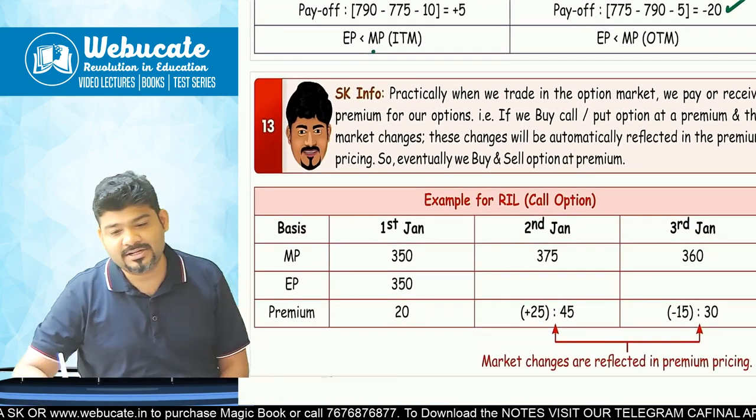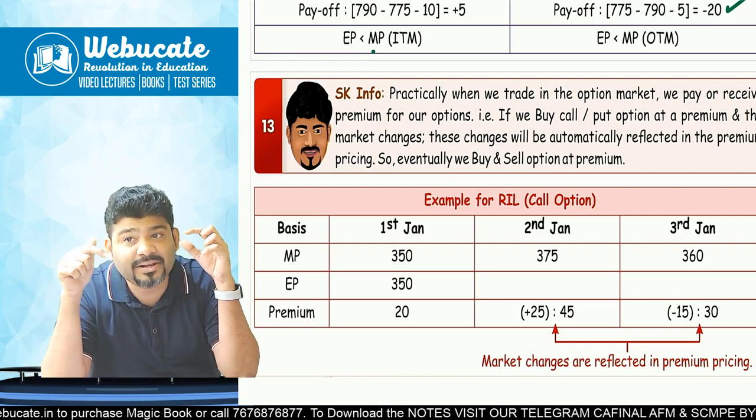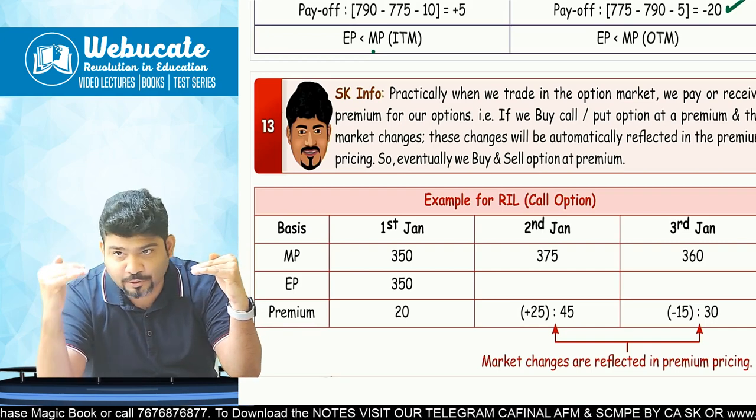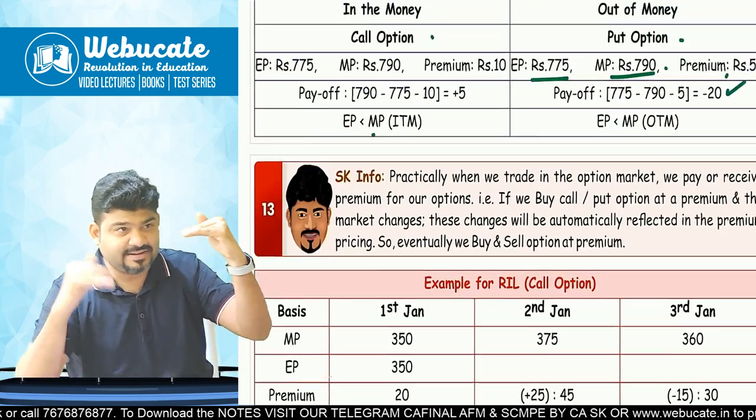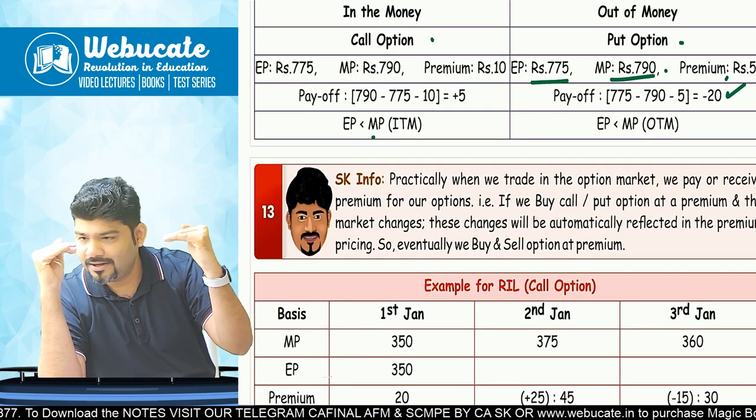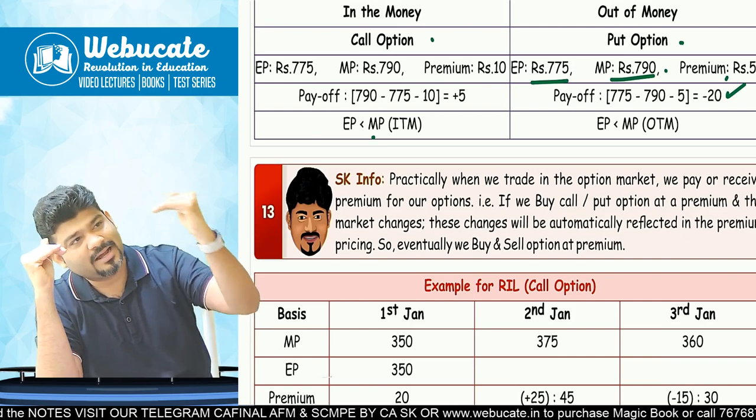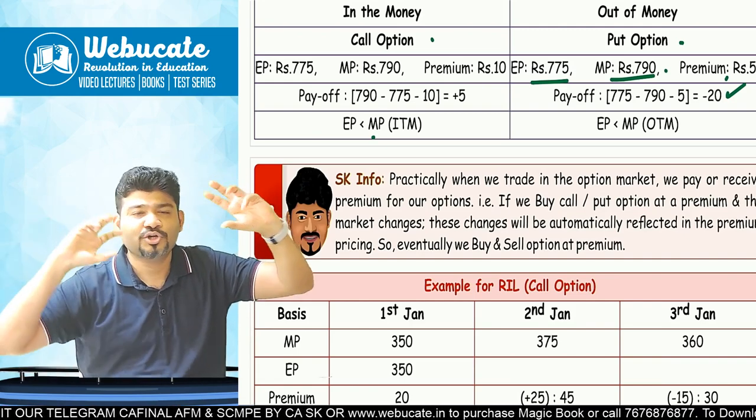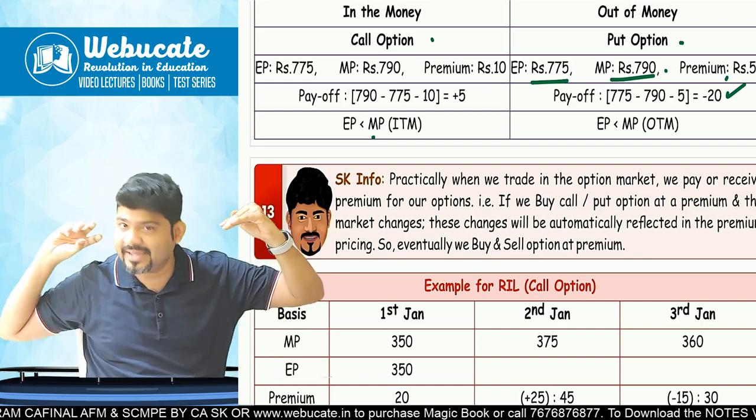Now, some additional information that I want to give you. Practically, how does it happen? Practically, what happens is you trade in the premium. As in, suppose you take a call option, you pay a premium of 20 rupees. You have frozen the price at 775. As in our case, 775 rupees you have taken, 10 rupees premium you have paid. Now, when the market goes up, it is the premium which will change. So you have bought the call option at 775 freeze price by paying 10 rupees.